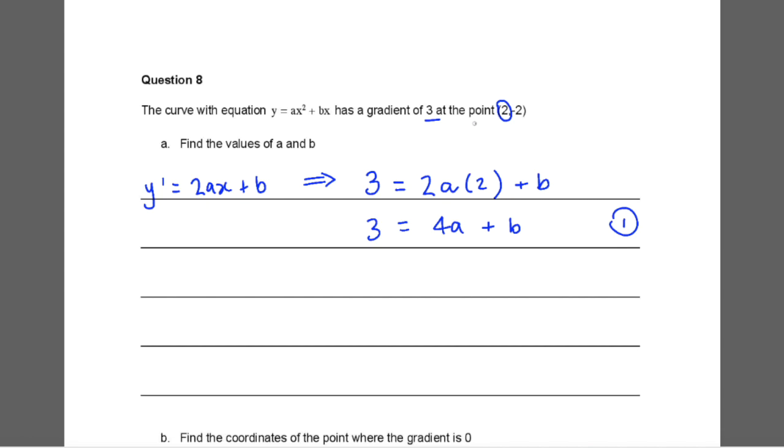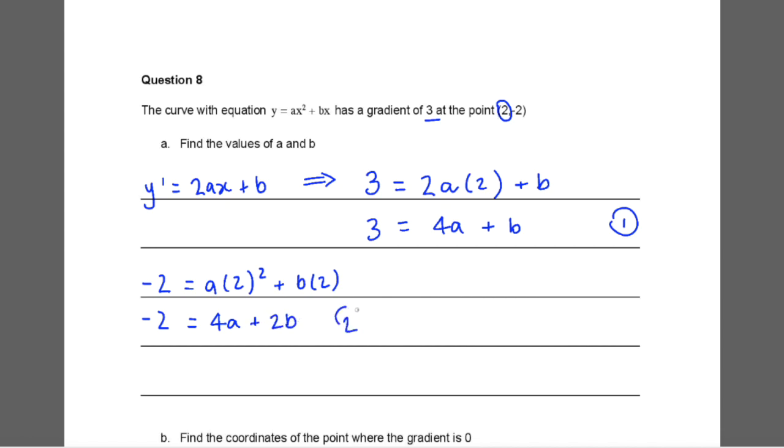And the other equation we can get is just from the original function. And the original function has a point (2, negative 2). So that means my y value is negative 2 in my original function when x is 2. So a times 2 squared plus b times 2. Simplifying that down gives us negative 2 equals 4a plus 2b.